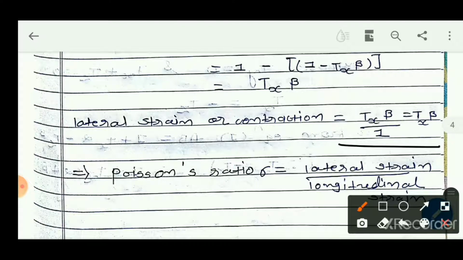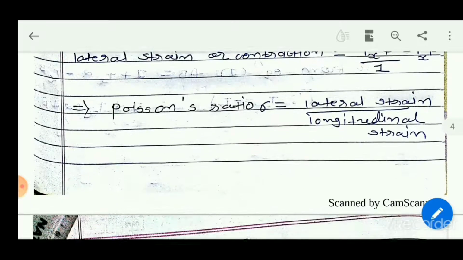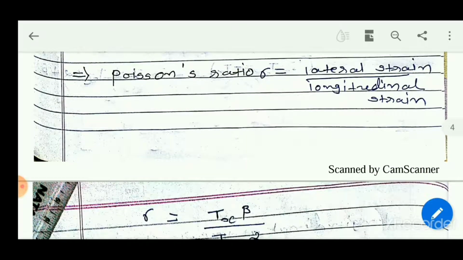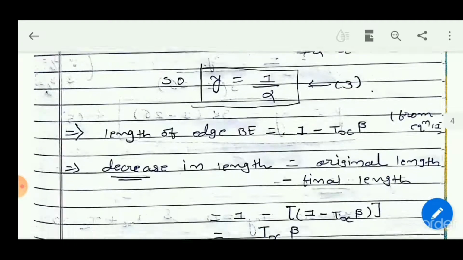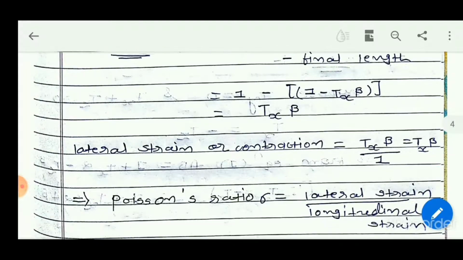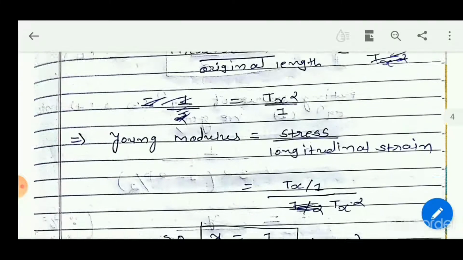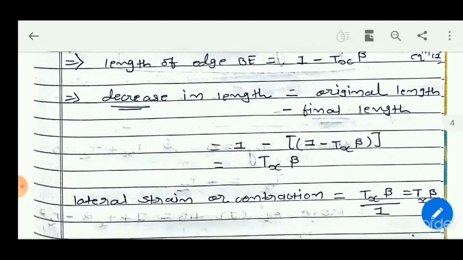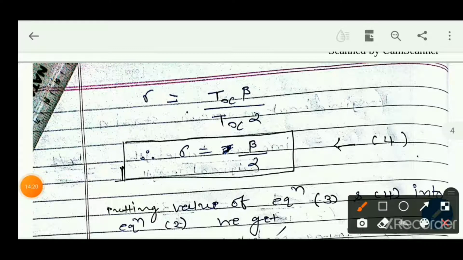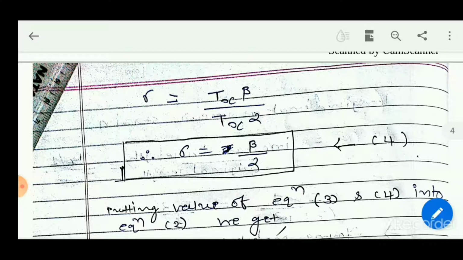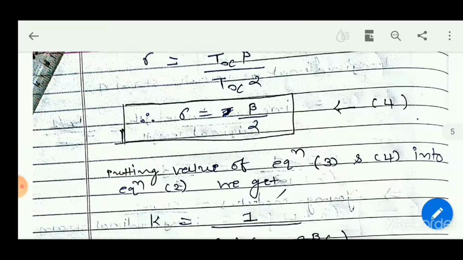So Tx beta upon 1 is equal to Tx beta, and Poisson's ratio is lateral strain upon longitudinal strain. Lateral strain is equal to Tx beta and longitudinal strain is equal to Tx alpha. So now put the values of these two equations. Sigma becomes Tx beta upon Tx alpha. So Tx cancels, so beta upon alpha. So sigma is equal to beta upon alpha.